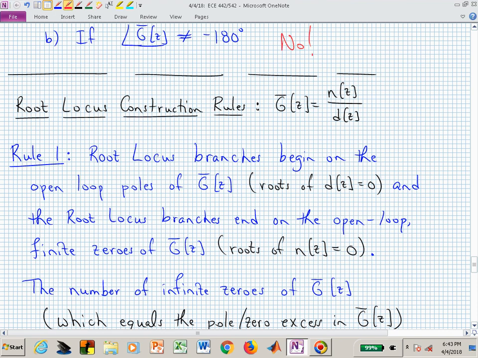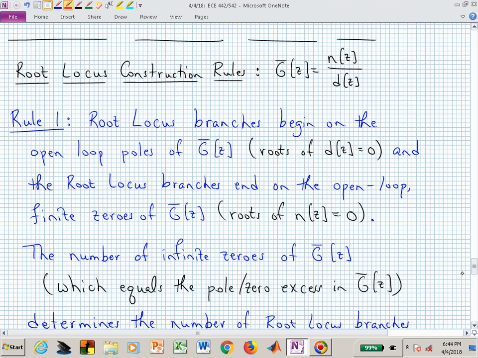Rule number one, and this one's not hard at all. Root locus branches begin on the open loop poles of G bar of Z. We've talked about that already. Those are just the roots of D of Z in that agreed generalized notation. And the root locus branches end on the open loop finite zeros of G bar. Those are the roots of N of Z equal to 0.